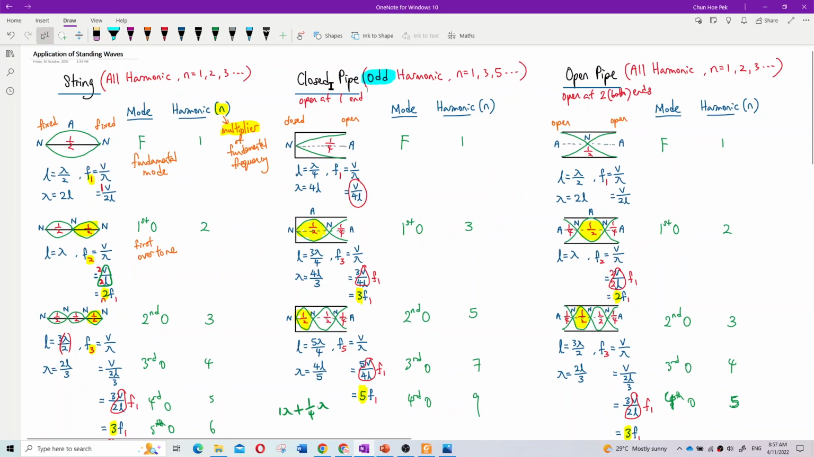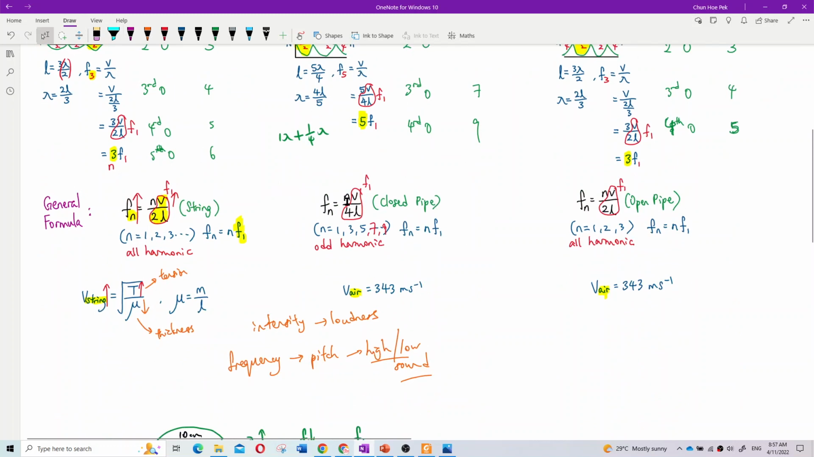For the closed pipe it is Nv over 4L. The other two, string and open pipe, both are Nv over 2L, Nv over 2L. For the closed pipe it is Nv over 4L. This one is 4L. String and open pipe, they are 2L, 2L. Understand? 2L, 2L. But closed pipe is 4L.